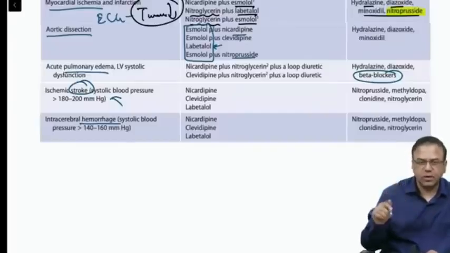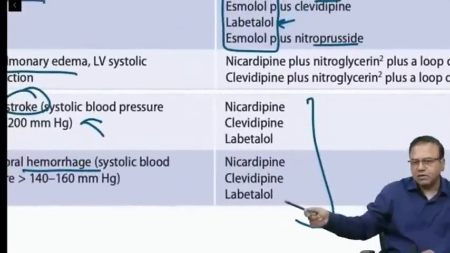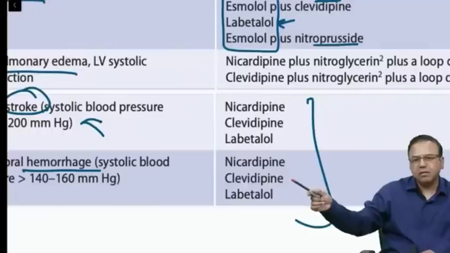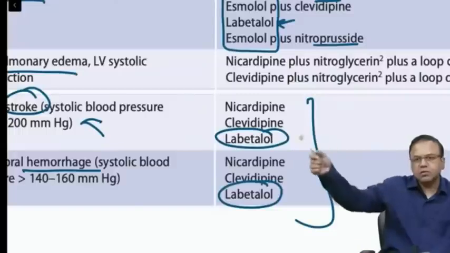In stroke, generally, the approved drugs are labetalol, which is best, but you can use nicardipine or clevidipine. The best is supposed to be labetalol. Generally this is what we use, labetalol, but you can use the other drugs.